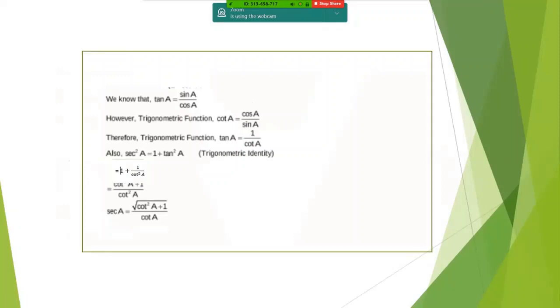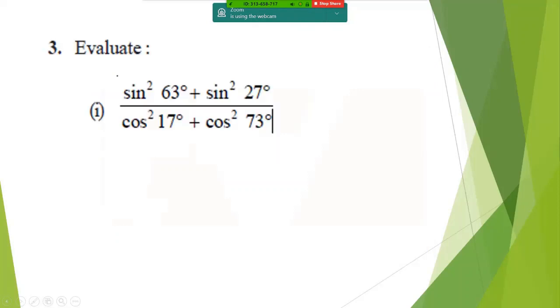Ma'am, I didn't understand how this comes here. The second from cot square A plus 1 by cot square A, how will it become sec A equal to cot square? Ananya, if we have secant square A is 1 plus tan square A, this whole value is for secant square A. Please check. So secant, got it. Yes, correct. Moving ahead.